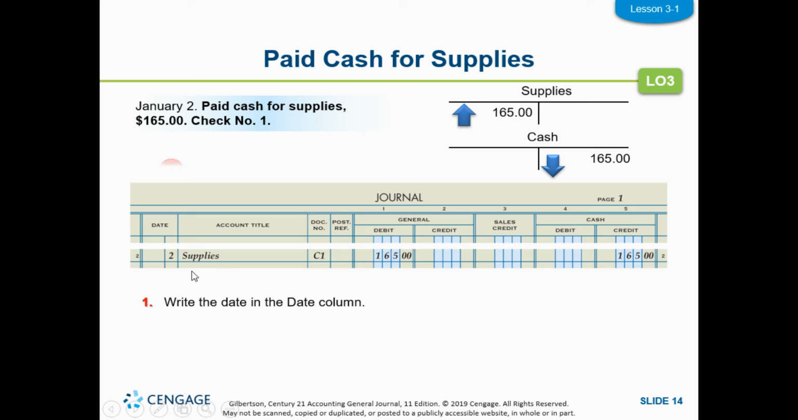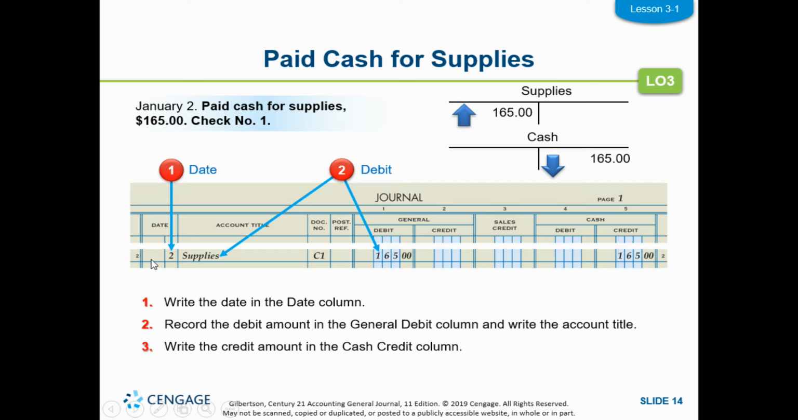Write the date in the column down here. Now it should say Jan over here. That's a typo. It should say Jan 2. We put supplies in because it's the account that we're putting in the general columns, debit or credit. Every time we enter something in the debit or credit columns, we have to put in the account title over here. Fill that in. If it's sales or cash, we have a special column already over here on the right for that.